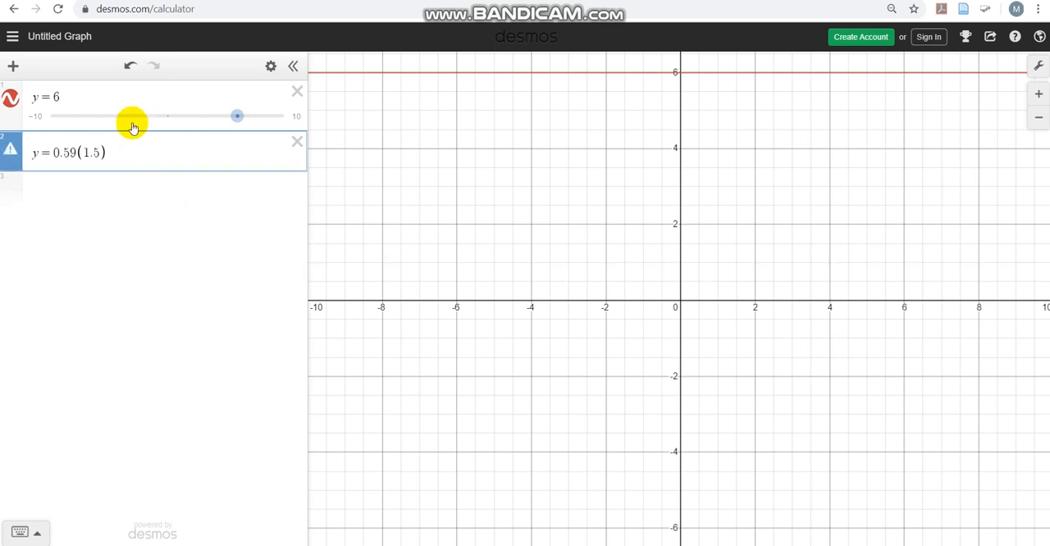If you guys forgot how to do that, to get the exponential notation, you need to press Shift 6. Shift 6 gives you the caret. That's how you graph it.